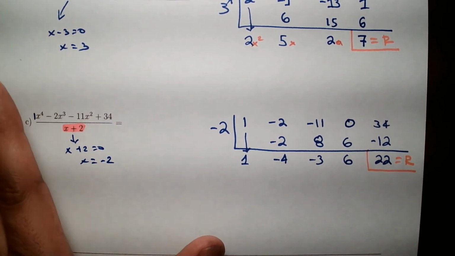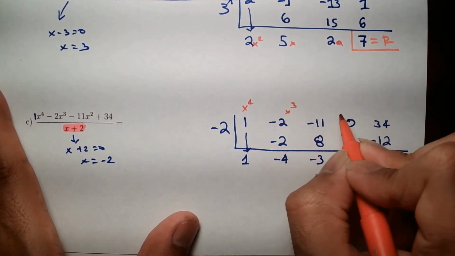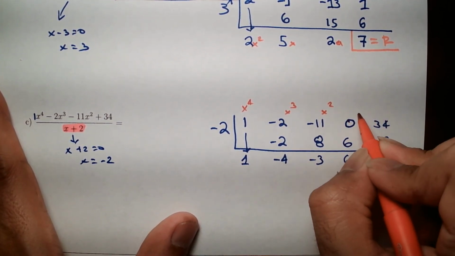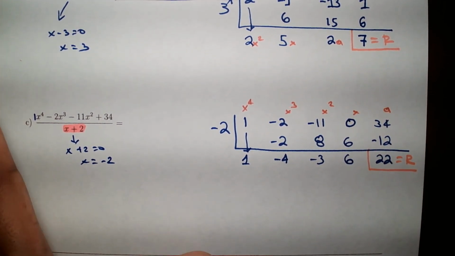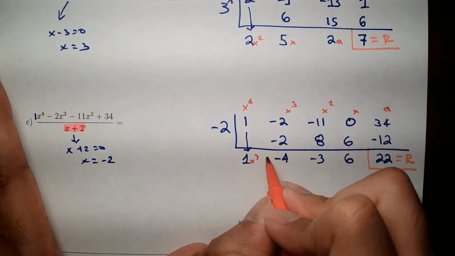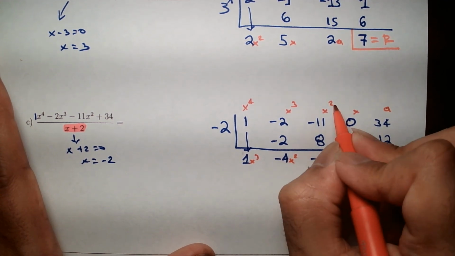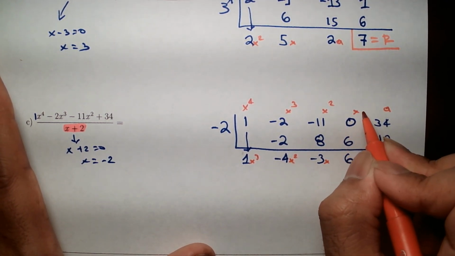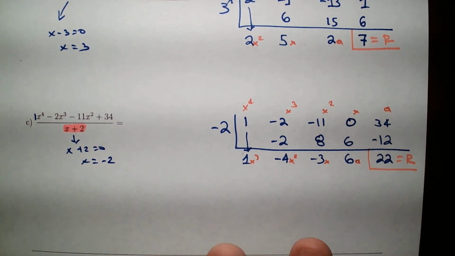Again, this used to be the coefficient of x to the fourth, x cubed, x squared, x, and the constant term. Now this is the coefficient of x cubed, 1 degree less. This is x squared, 1 degree less. This is x, 1 degree less. And 1 degree less than x is degree 0, basically the constant term.